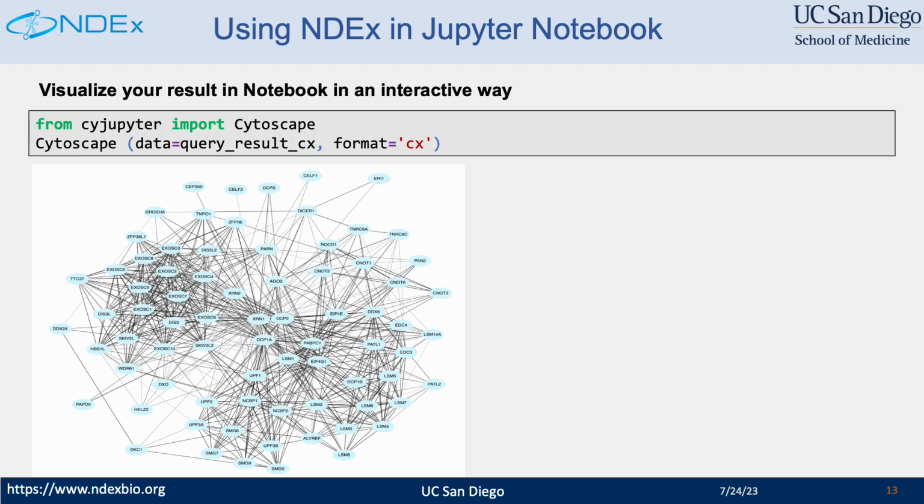If you have a network in CX format, you can also render it in Jupyter Notebook using our Jupyter Notebook plugin. It is very simple to do that. You simply call the cytoscape function, pass in the data, and tell the function which format the data is in. The network will be rendered below that cell in an interactive way. Users can move those nodes around, zoom in, and zoom out to inspect the data in that network.